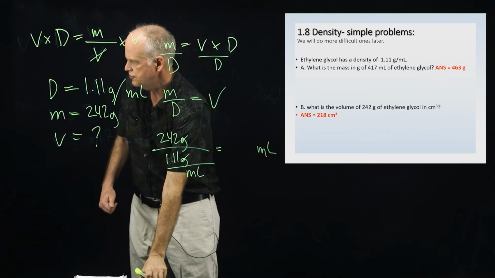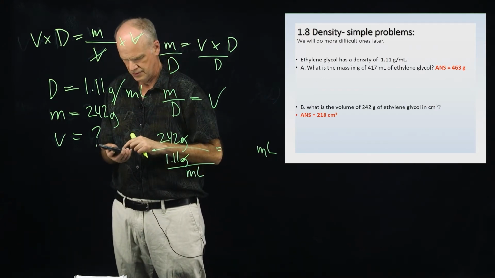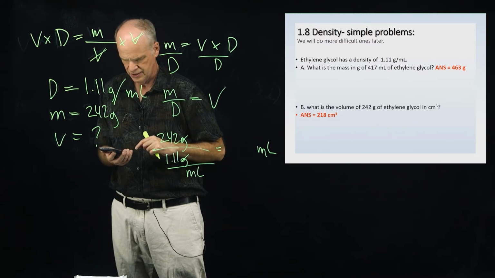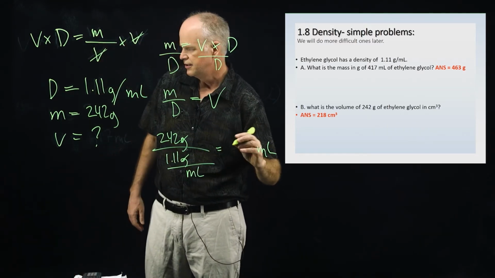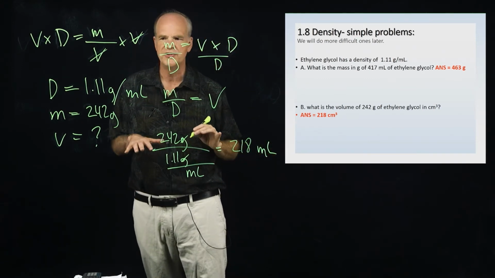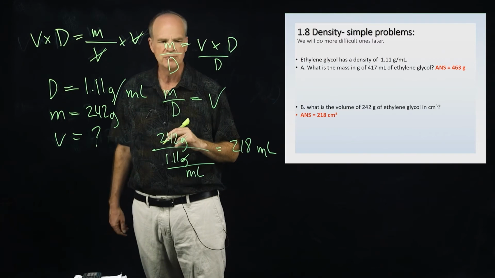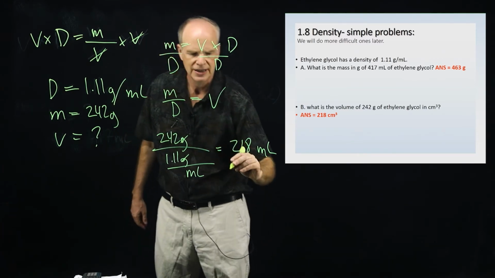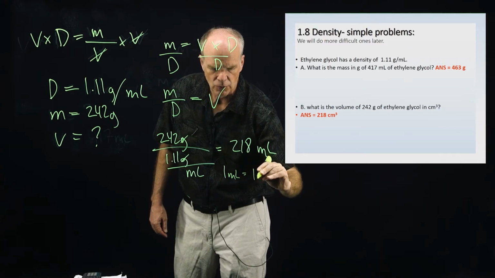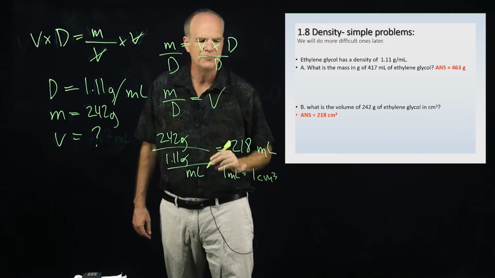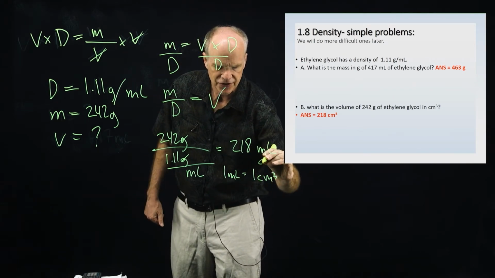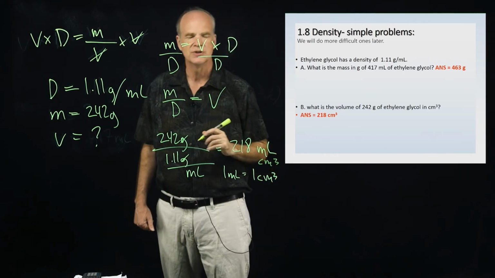And so if you take 242 and divide it by 1.11, you should get 218 milliliters. Now, the problem wants the answer, it looks like, in centimeters cubed. And so what we learned recently is that for every 1 milliliter you have also 1 centimeter cubed. So if the answer is 218 milliliters, it's also 218 centimeters cubed. Okay, we'll move on.